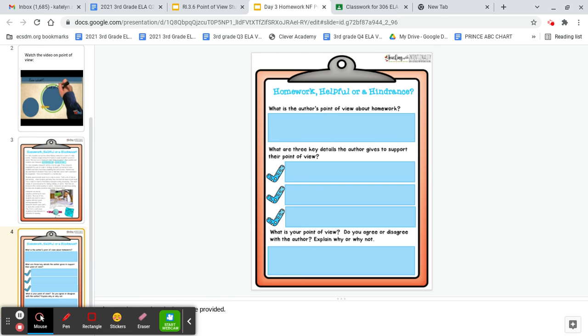But you may agree with the author. So you can say, I agree with the author. I think homework is a bad thing. And do you agree with the reasons he gave, or do you have different reasons? Whatever your opinion is, you're entitled to it as long as you have reasons to support it.